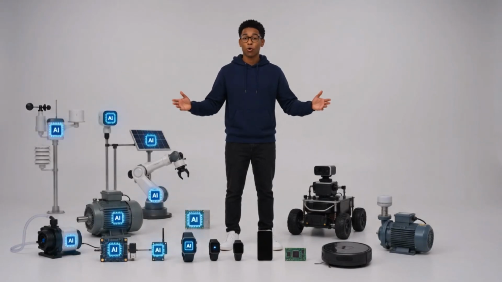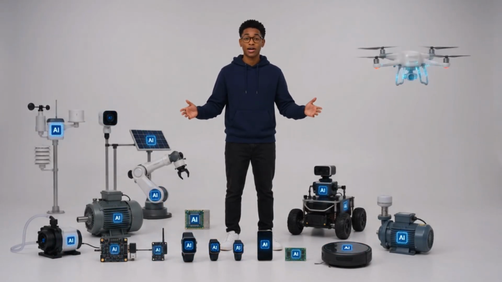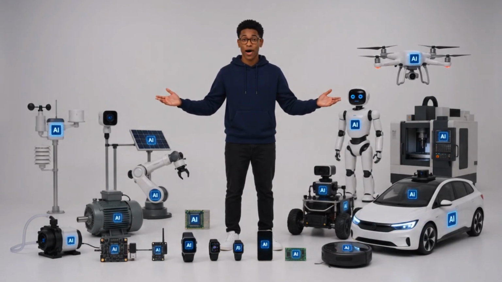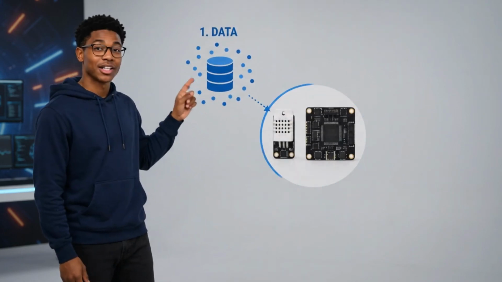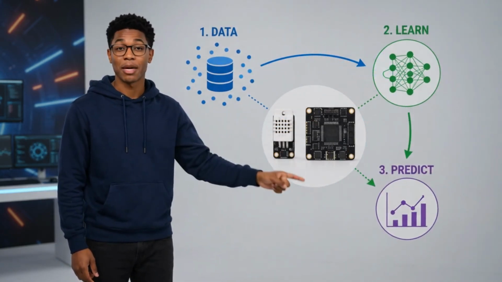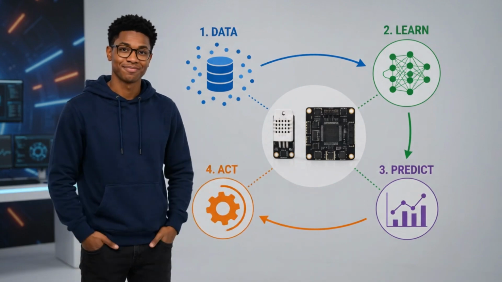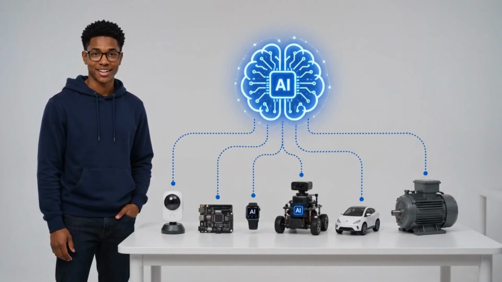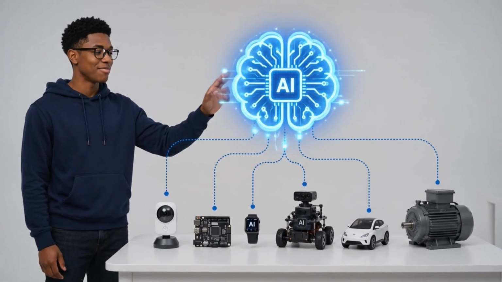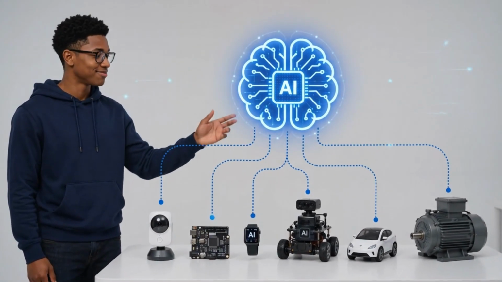As electronics become more powerful and machine learning models become more efficient, intelligent features could become part of more devices around us. The big idea is simple. Machine learning allows electronic systems to learn patterns from data and use what they learn to make predictions or decisions. Machine learning may sound complicated, but the basic idea is simple. Collect data, learn patterns, make predictions, and take action.